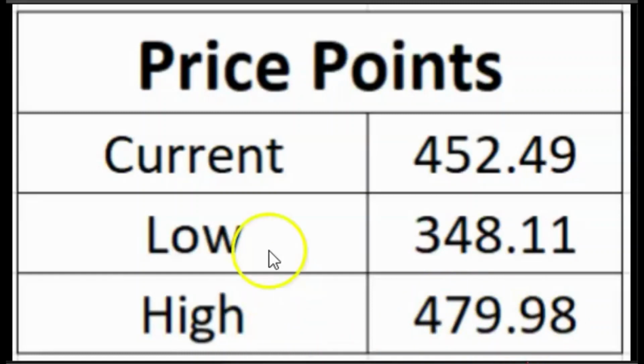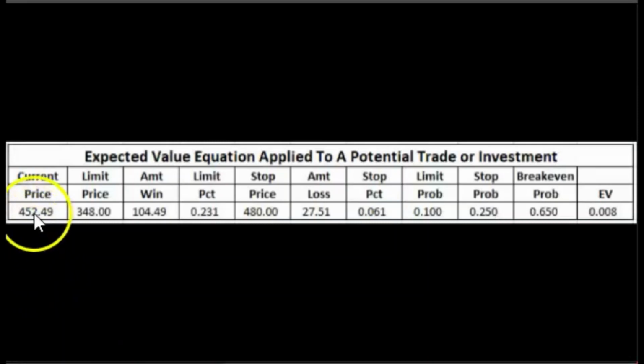479.98. Suppose one were to consider getting short at the current price of 452.49 and hope for the price to go down to 348 and put their stop just above the high at 480. So it would look like this. Their current price 452.49. Their limit price would be 348. So if the price gets down to 348, their trade wins getting short. That would be a limit percentage, or a win percent, of 23.1%. Their stop would be 480, which is a 6.1% losing percentage, percent loss.